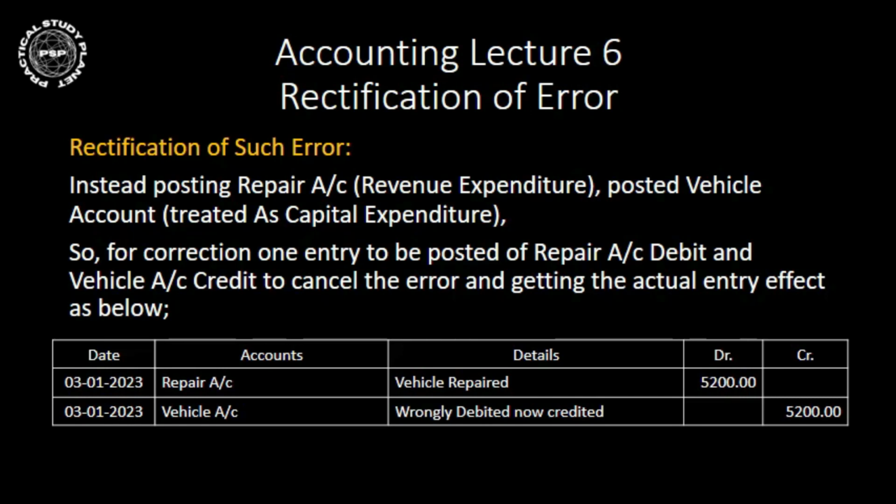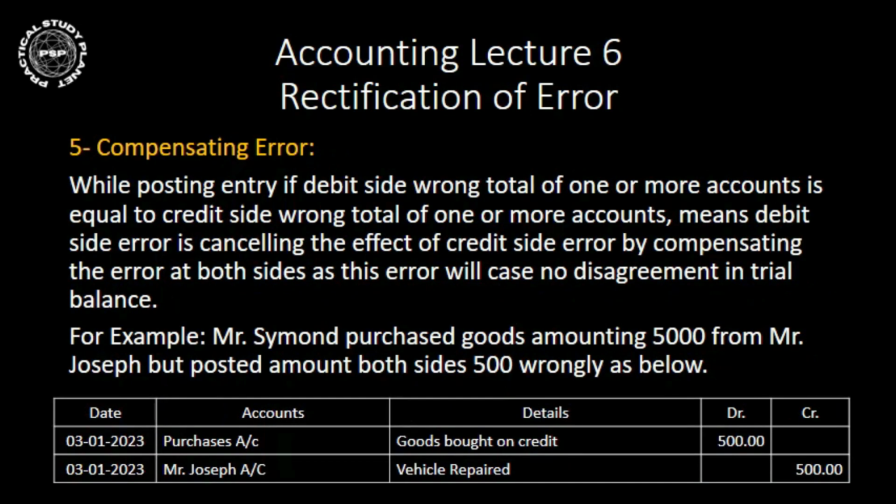So for correction, one entry is to be posted, repair account debit and vehicle account credit, to cancel the error and get the actual entry effect as below. Repair account debit and vehicle account credit.